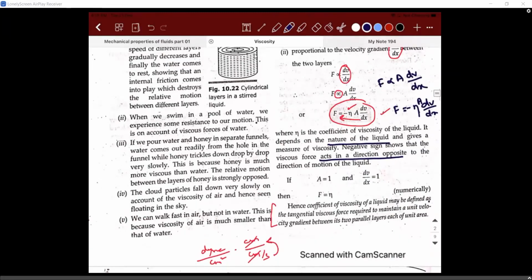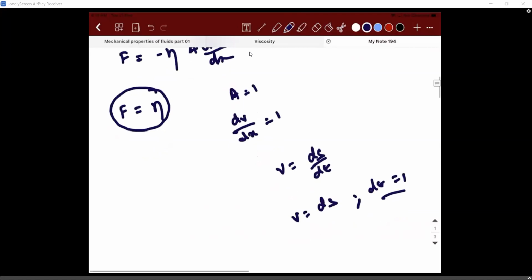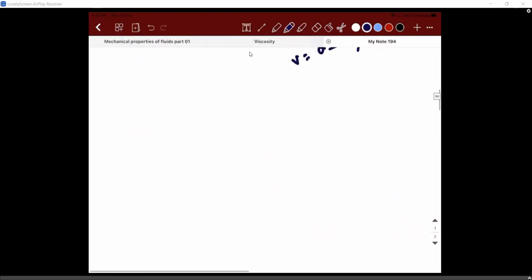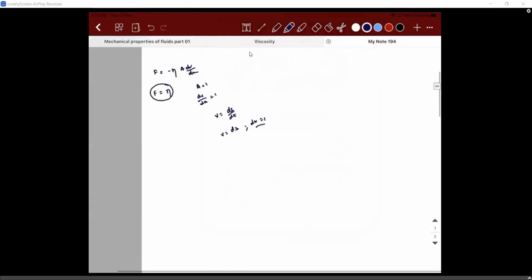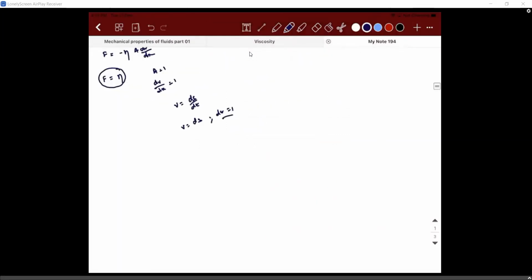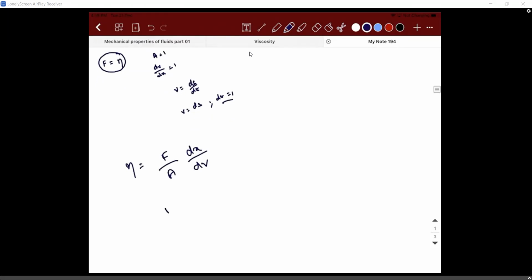So eta is equal to what? F by A into dx by dv. F is mass into acceleration, which is MLT^-2, divided by area, which is L squared, into dv by dx, which is T inverse, T^-1.